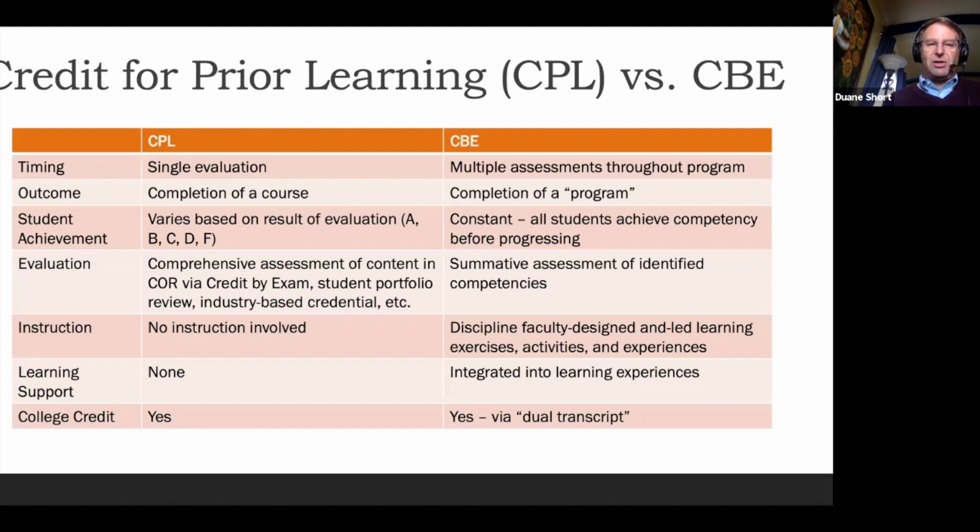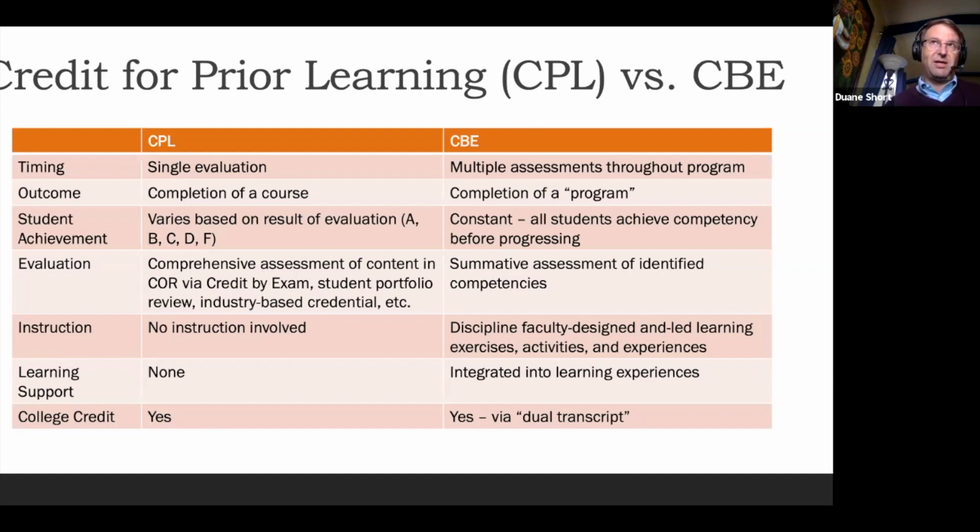The evaluation: in credit for prior learning, there are these different methods we can use. I mentioned credit by exam. There's also a student portfolio option, some other options. In competency-based education, it's just that summative assessment of the competencies that we discussed earlier. For credit for prior learning, the assumption is a student has already learned this in the past, so there is no instruction involved.